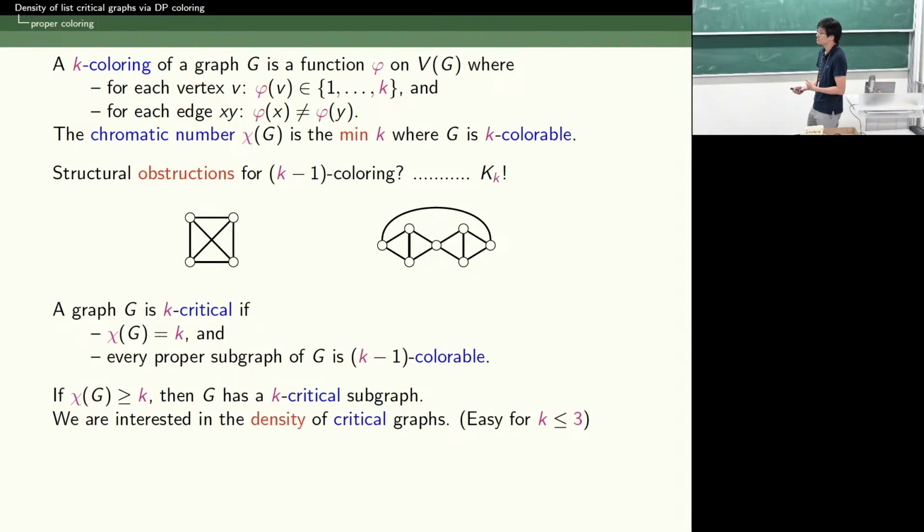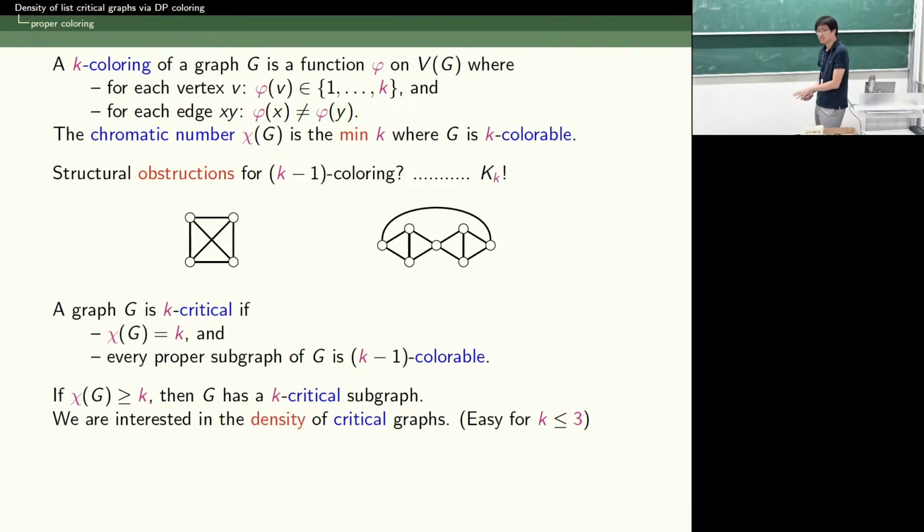So the goal for this talk, or the goal of the topic, is figuring out the densities of these critical graphs. And when k is at most 3, this is very easy, right? Because when k equals 1, there's only one such graph, which is a single vertex. When k is 2, you're looking for 2-critical graphs, and again, there's only one such graph, which is an edge, the complete graph on 2 vertices.